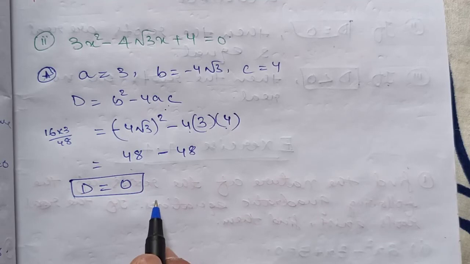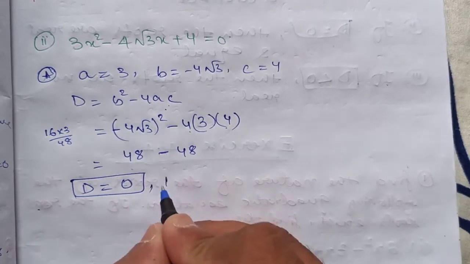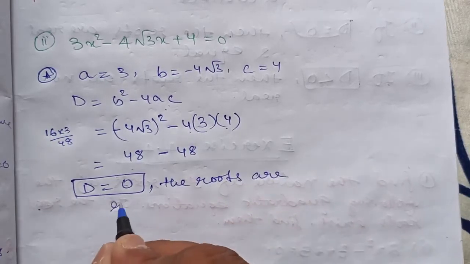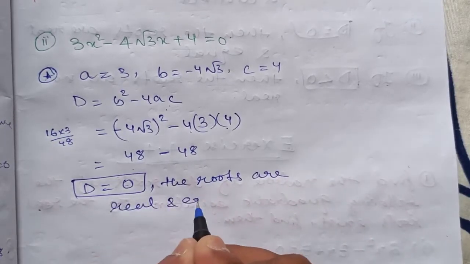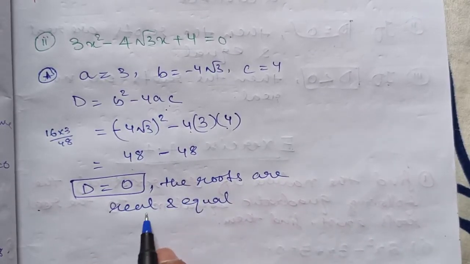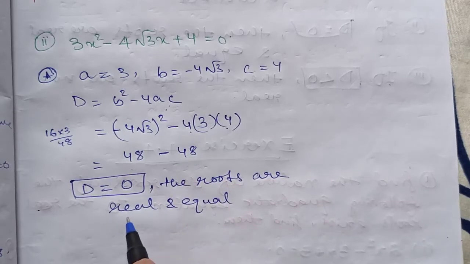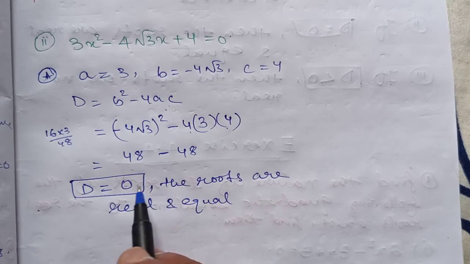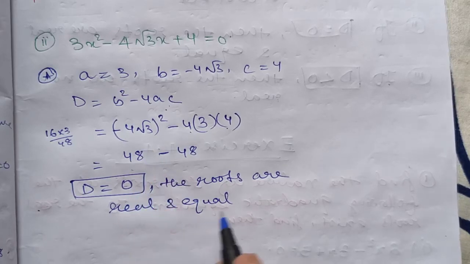So what kind of roots did we get? If d equals to 0, the roots are real and equal. Okay, we got the roots are real and equal. So when the roots are real, we are able to find the two values of x by using Sridharacharya formula.